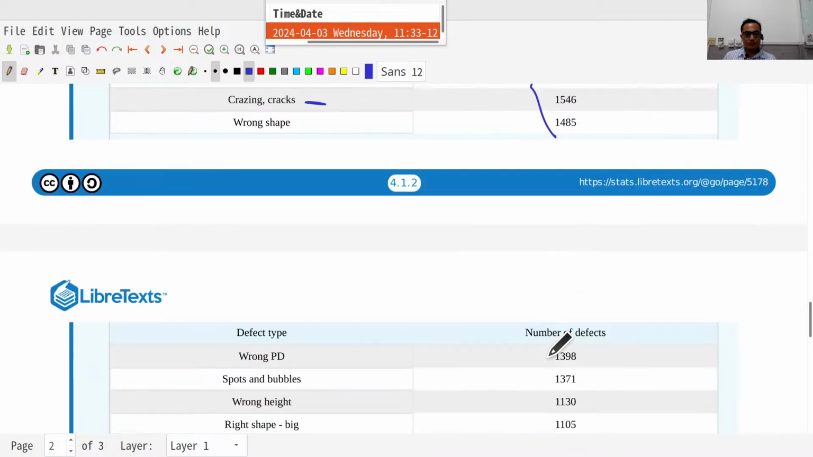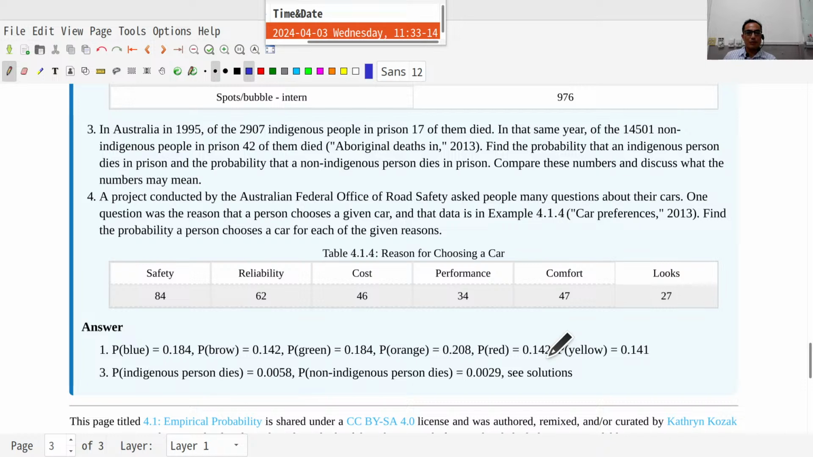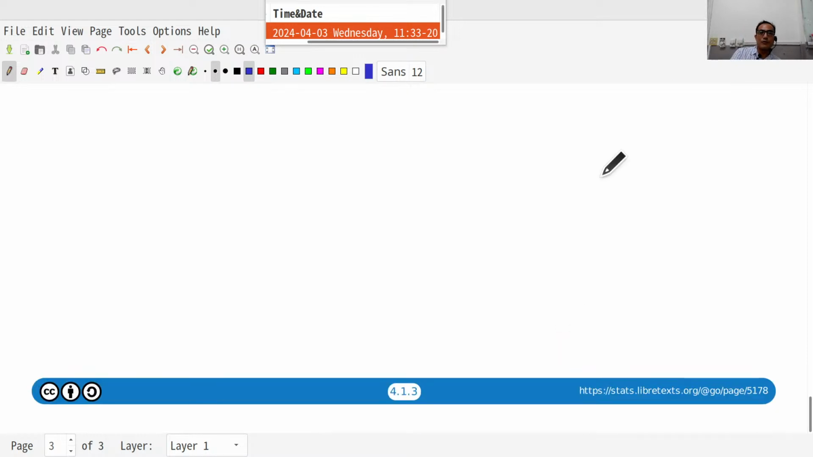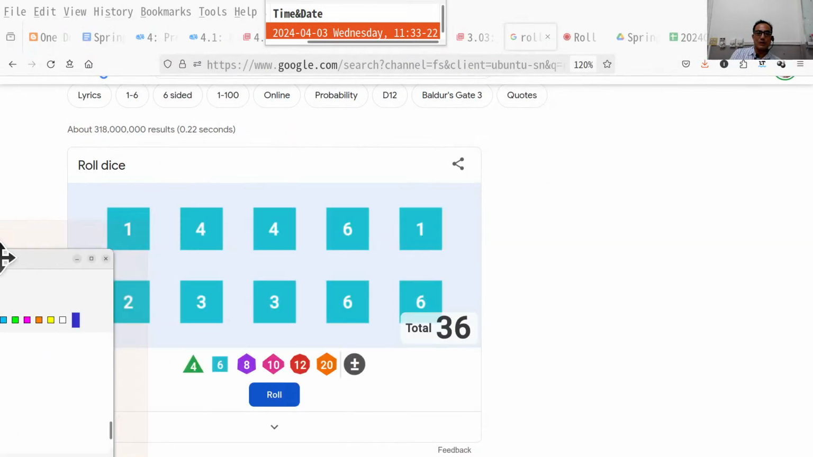Okay. And let's move to next. Okay, here is the 4.1. Let's move to next.